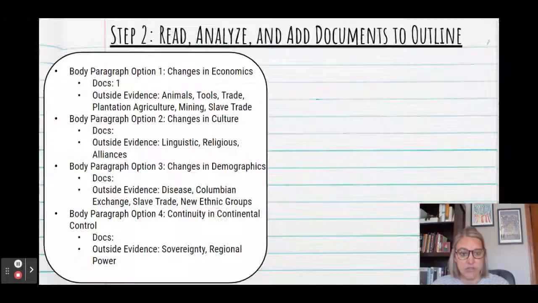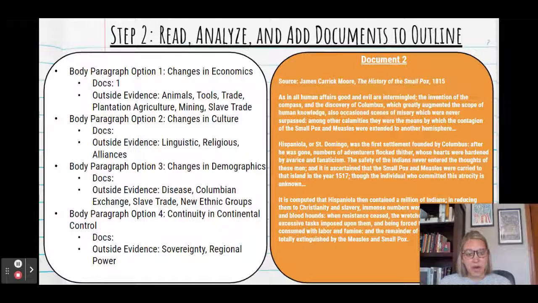Now you're going to continue to do the same with your next document. So document 2 here, you can pause and go through each of these documents on your own and put them where you think they best fit. So document 2, we've got the history of smallpox. The history of smallpox is talking about the impact of disease, but then that last paragraph also is referencing the impact of Christianity. It's talking about famine, labor, all kinds of ideas here. So I think this one would fit in changes in demographics.